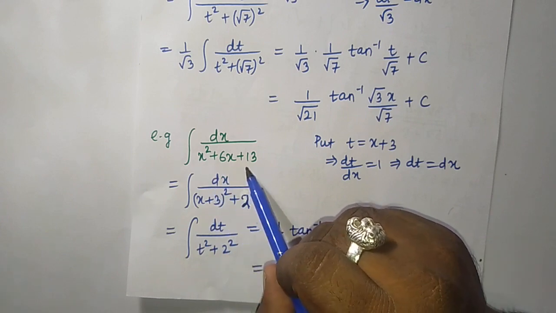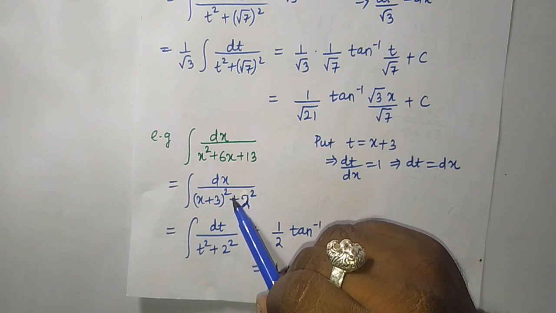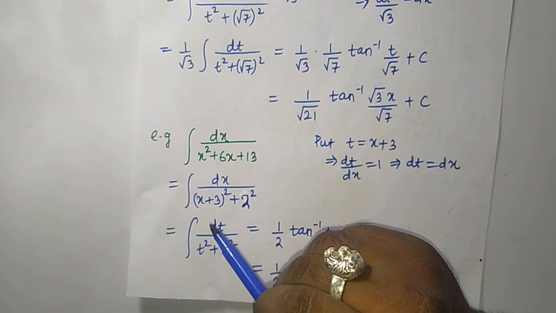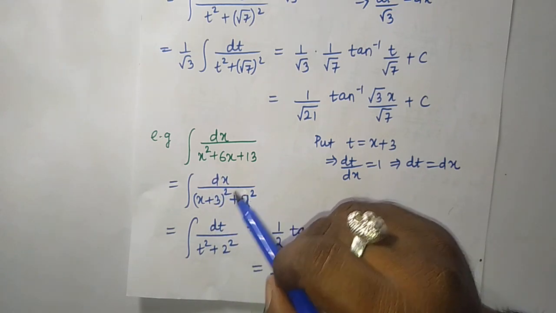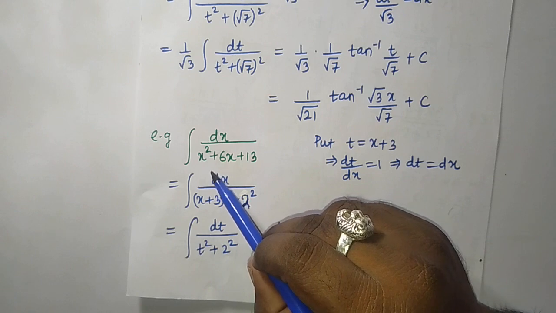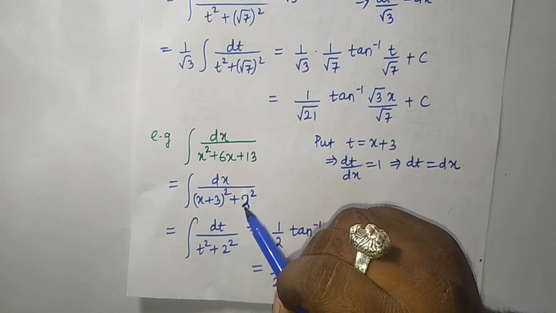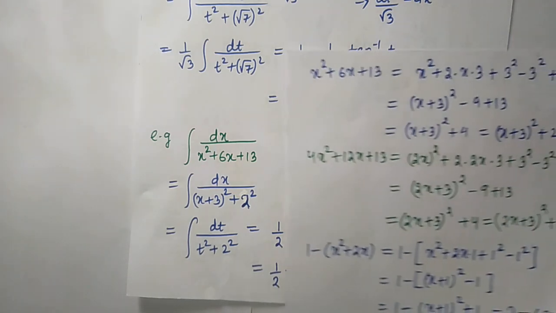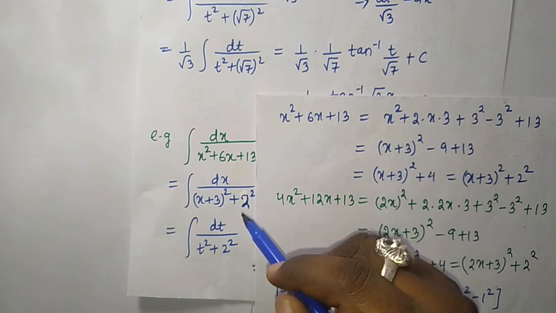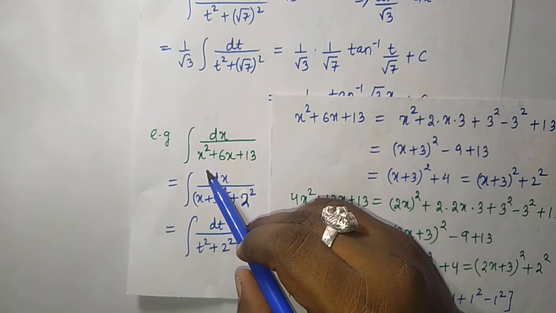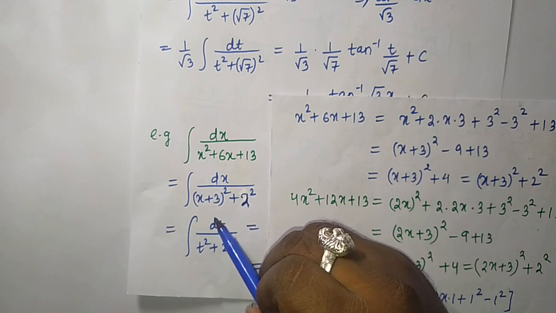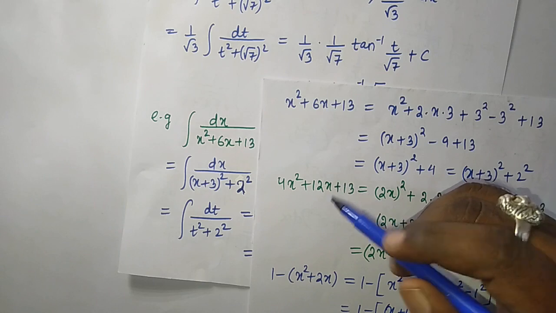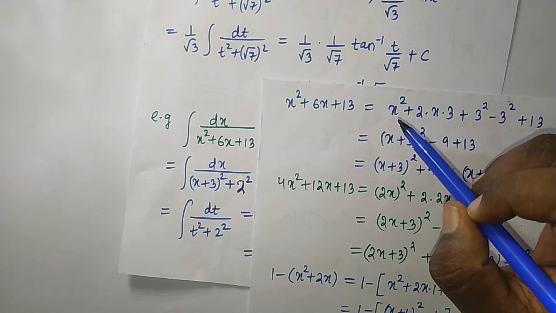Here x square plus 6x plus 13 is same as x plus 3 whole square plus 2 square. This you have already learned in 10th, how to convert a quadratic expression into a complete square form. Here I am explaining how I have converted x square plus 6x plus 13 into x plus 3 whole square plus 2 square.